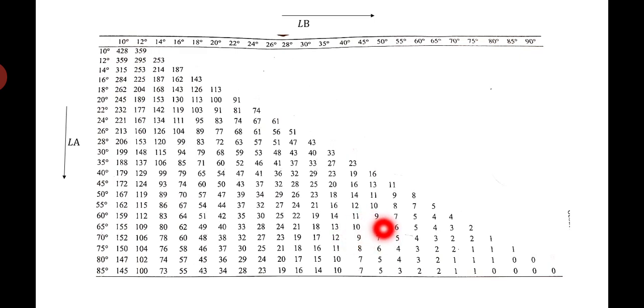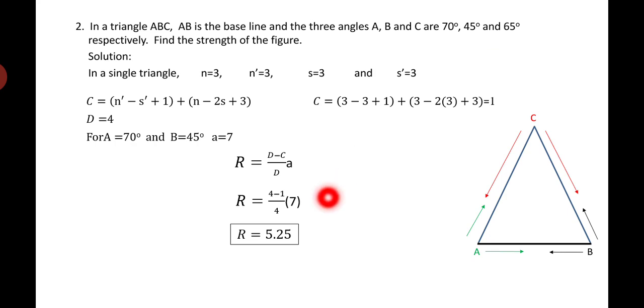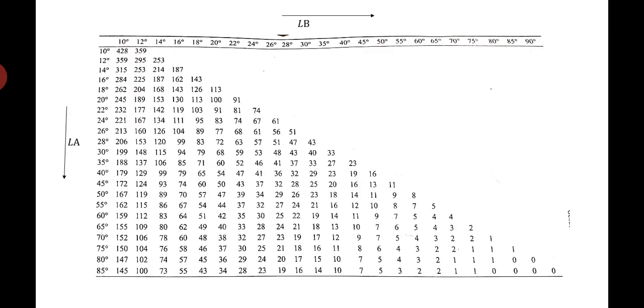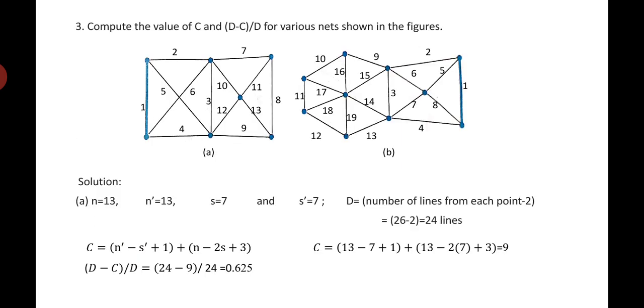That is 7, right? So that 7 I have taken here. So R is (4 minus 1) divided by (4 into 7), which gives 5.25 as the R value. So that's the 7 I have shown. It is very easy; with that one problem you can easily understand how to get that R.